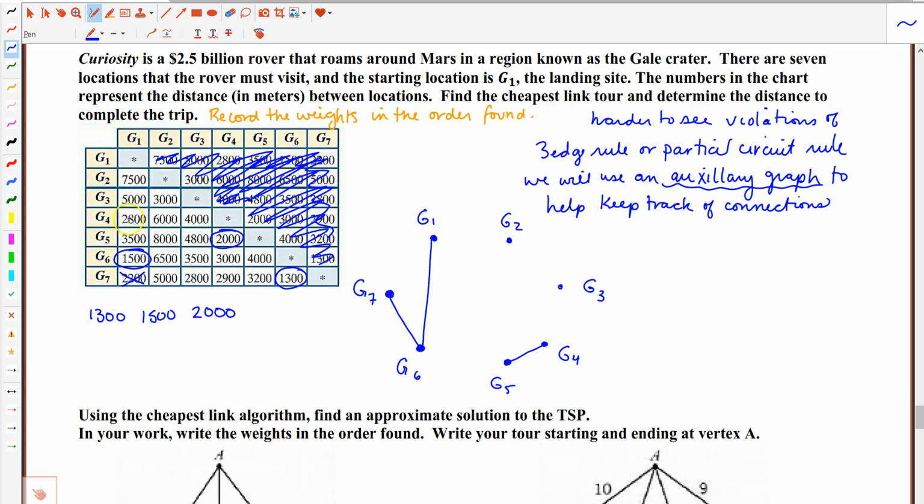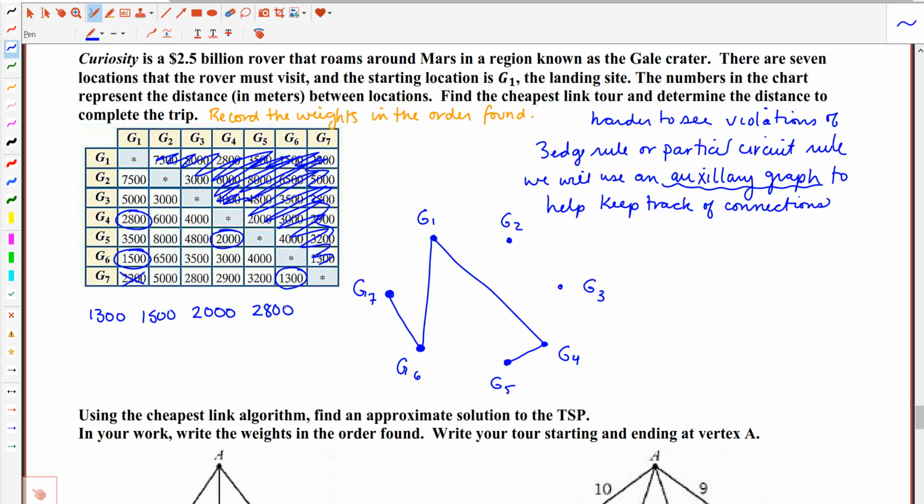So let's say, for instance, I grab this 2800 right here. Now, if I wanted to pick it, that connects G1 to G4. Is that going to be a problem? G1 to G4. Nope, not a problem. Doesn't have a violation of either my 3-edge or my partial circuit rule. So I'm going to grab it and record it.